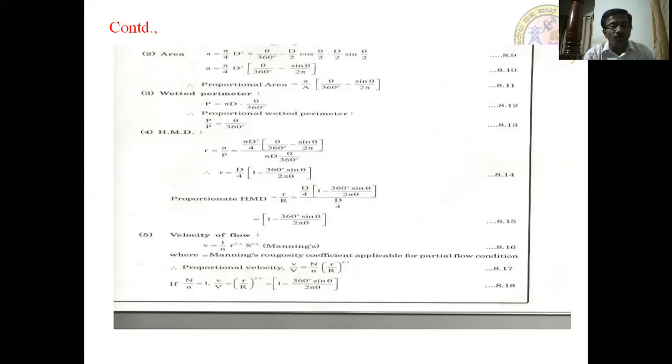And for velocity of flow v, Manning's equation is 1 by n into r to the power 2 by 3 into s to the power of 1 by 2, where Manning's equation depends upon the value of n. Further simplifying, we get v by V equals capital N by small n into small r by capital R to the power of 2 by 3.